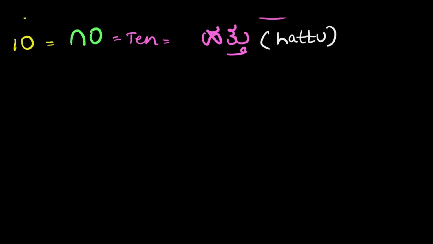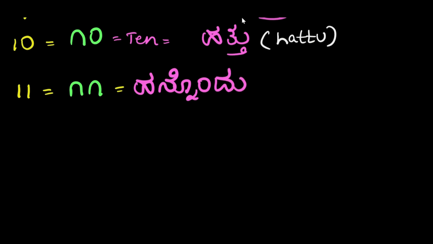Then comes 11. So let me write it only in Kannada. How do you write 11 in Kannada? So 1, 1 is 11. Hannondu. Got it? Han, non, du. You just need to add han. See here, Han, and the next number is Ondu, right?